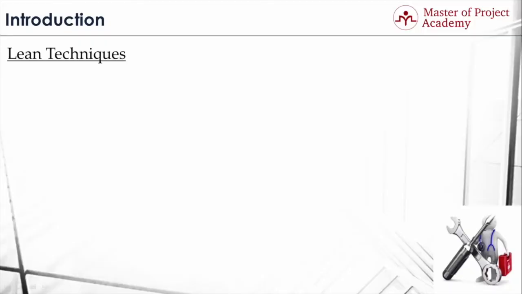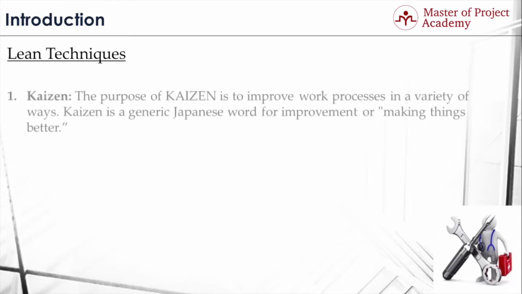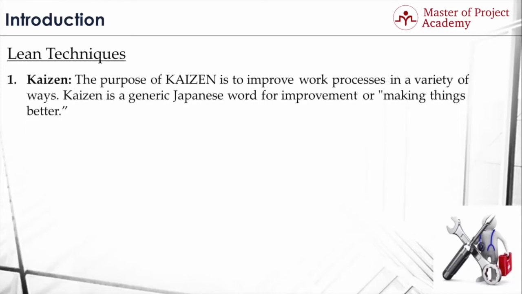Lean techniques. We will be going over 8 different Lean techniques during this lecture. 1. Kaizen. The purpose of Kaizen is to improve work processes in a variety of ways. Kaizen is a generic Japanese word for improvement or making things better. Kaizen was created in Japan following World War II. The word Kaizen means continuous improvement. It comes from the Japanese words kai, which means change, or to correct, and zen, which means good.